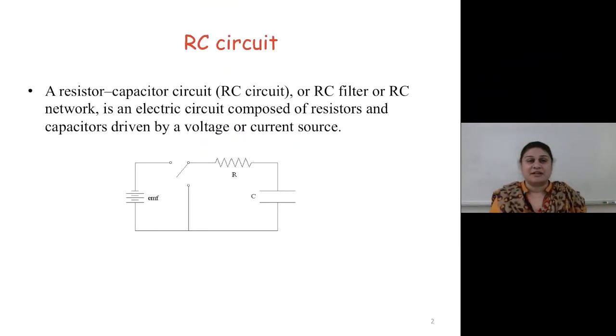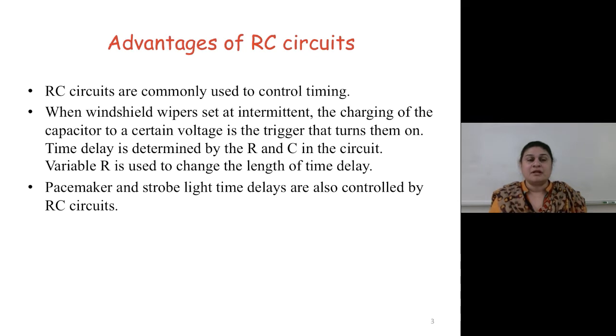RC circuit. An RC circuit is a special kind of circuit that consists of resistors and capacitors, like the one shown here. In this particular case, it only has one R and one C in series with each other. They are also called RC filters or RC networks. RC circuits have many applications.